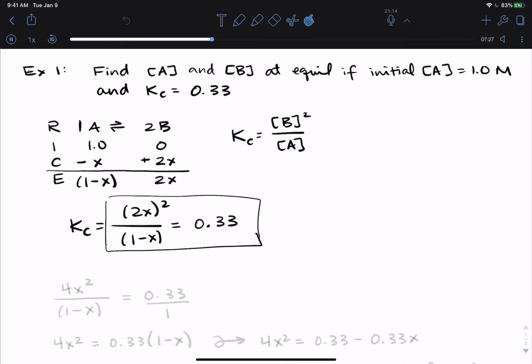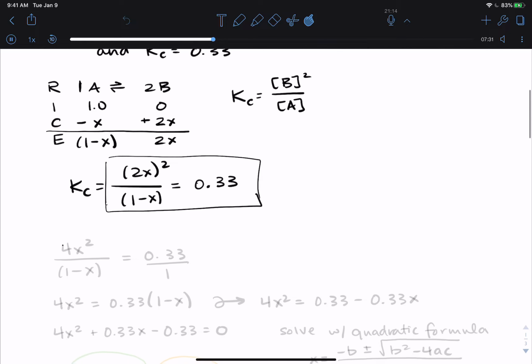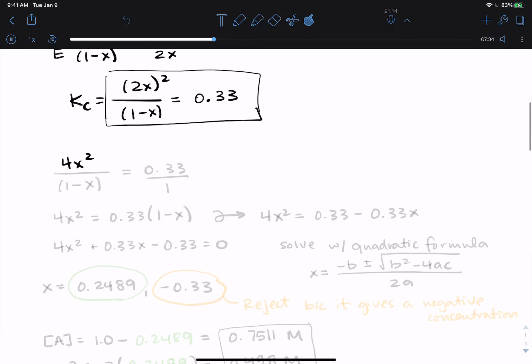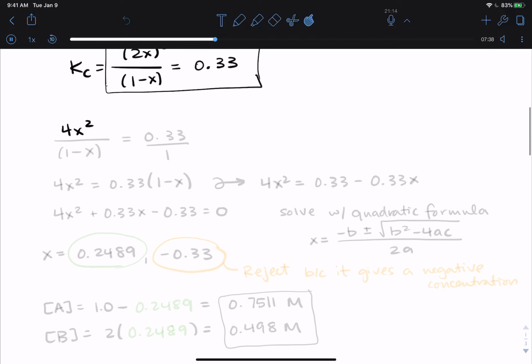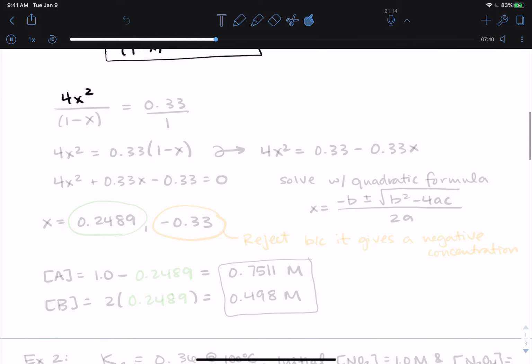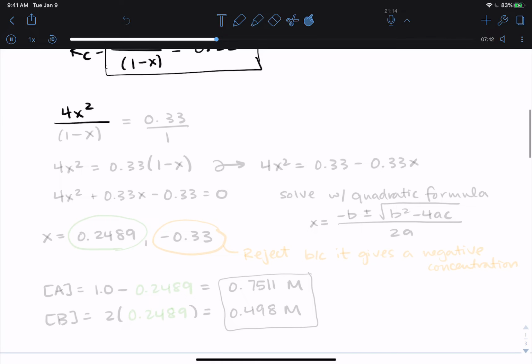So I'm going to go ahead and expand my 2x squared, right? And it's 4x squared. This is one of the most common mistakes, is forgetting to square that 2. So just be really conscientious when you put your stuff in here. That's all over 1 minus x, and it equals 0.33. So I'll throw this over 1 in case it makes it easier for you to see the cross multiplication.